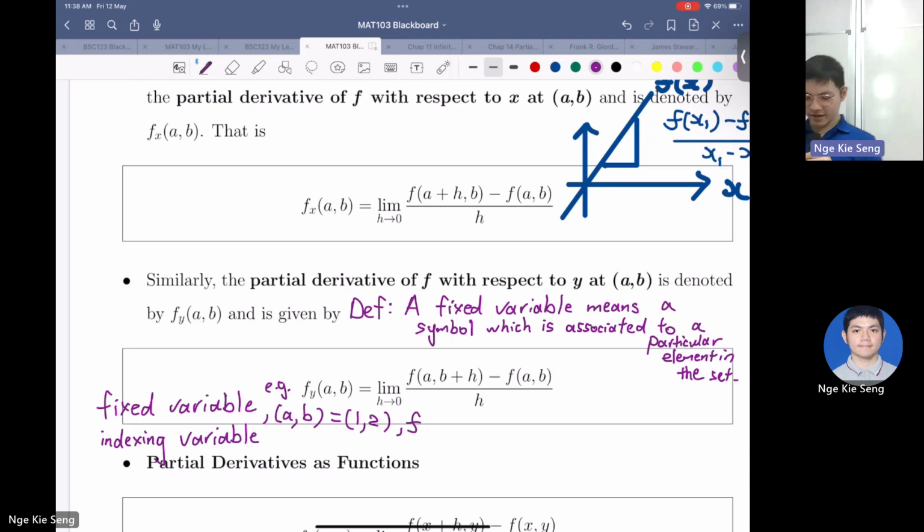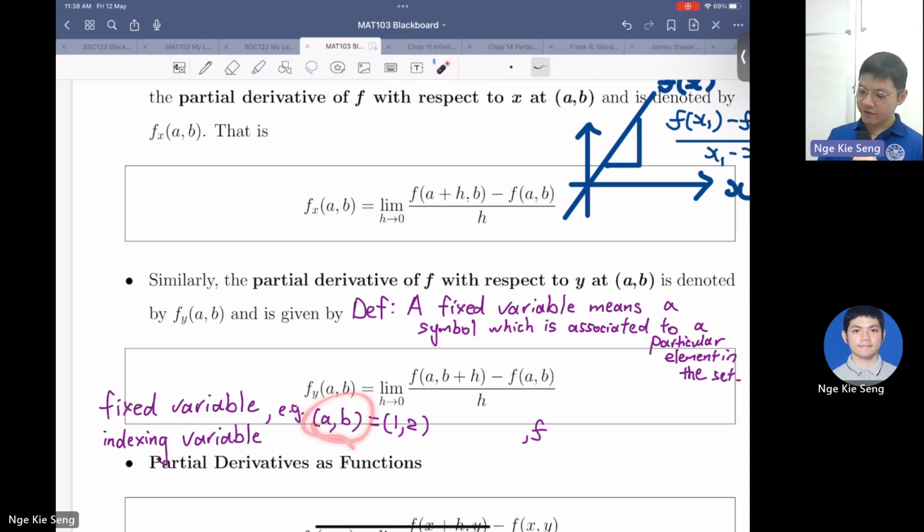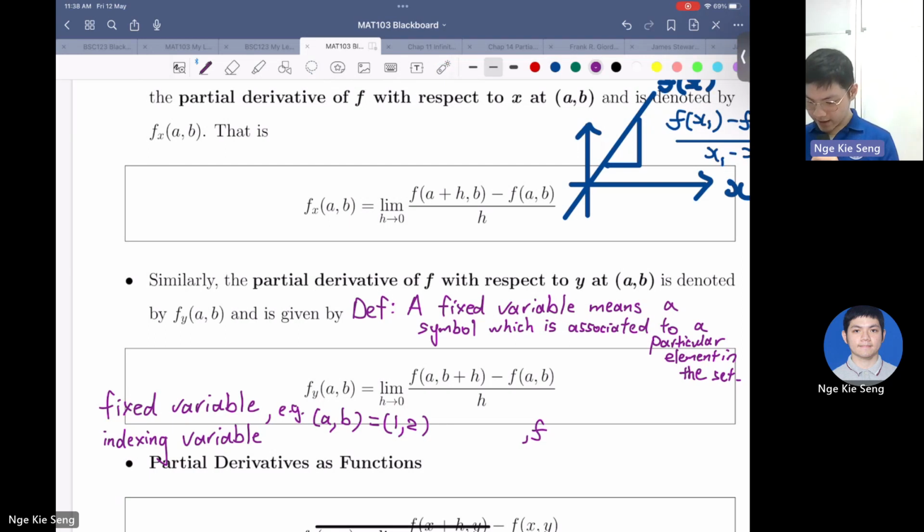Examples, okay, that's right. So you need to have examples. So for example, here, this (a, b), I say that (a, b) is a fixed variable. Why? Because I can associate it to a particular element in the set R2. Does this make sense? Yeah, that's right. Okay. So how about indexing? Let's give this definition. I create my own definition, so maybe we need to check whether it makes sense or not.